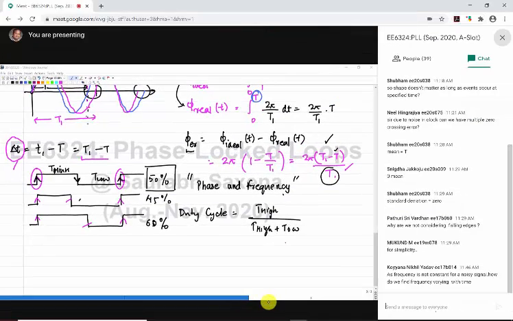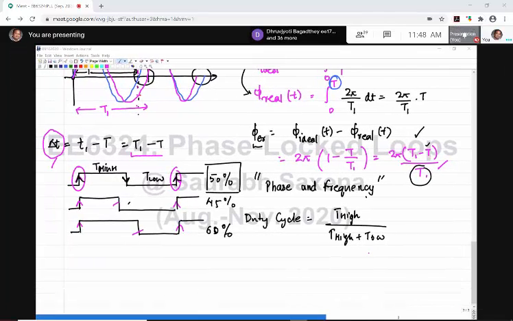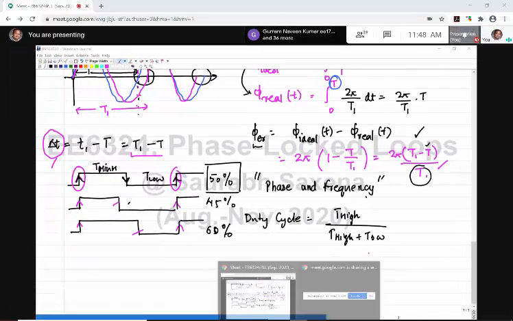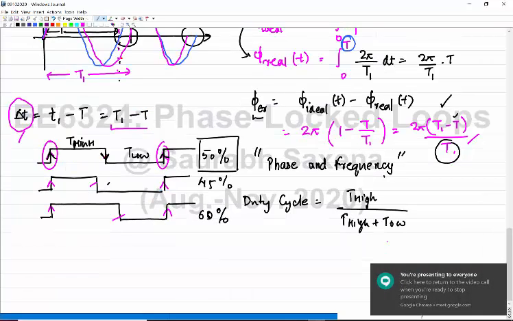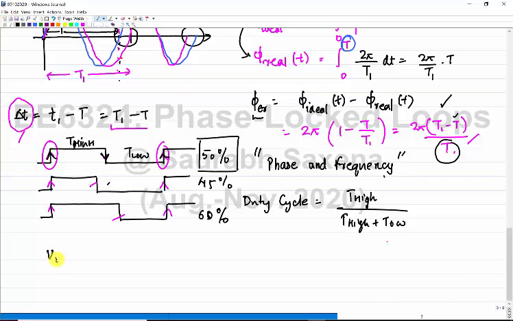Any other question? So I have another question. As frequency is not constant for a noisy signal, how do we find frequency with respect to time? Oh, good. So let me ask you, I have a signal V, which is A times sine of omega t, and I tell you that this omega is not fixed. So now how are you going to find the frequency?